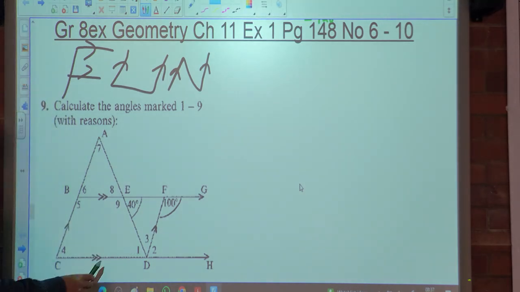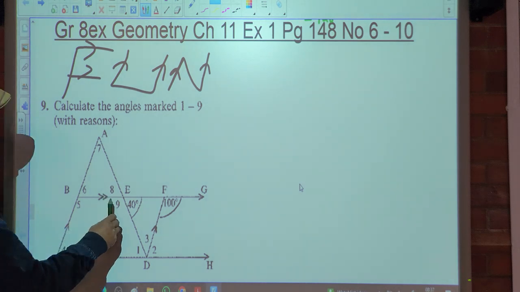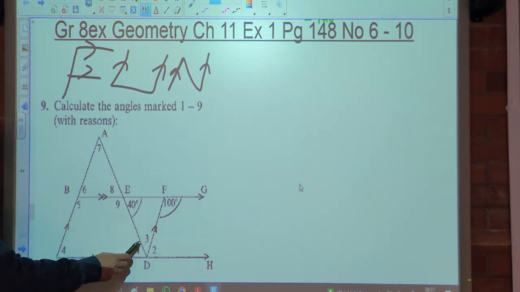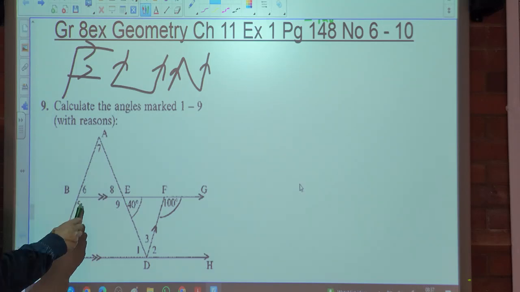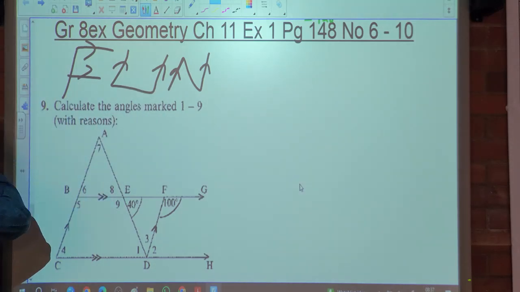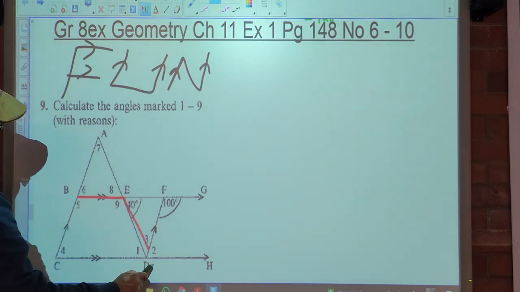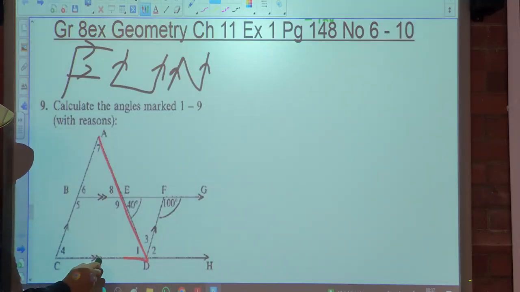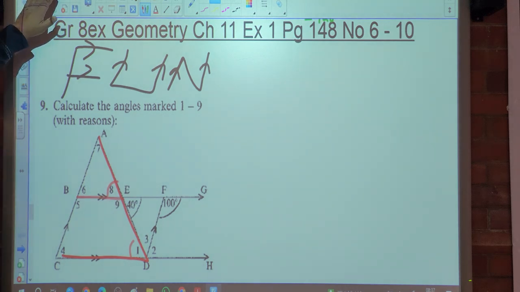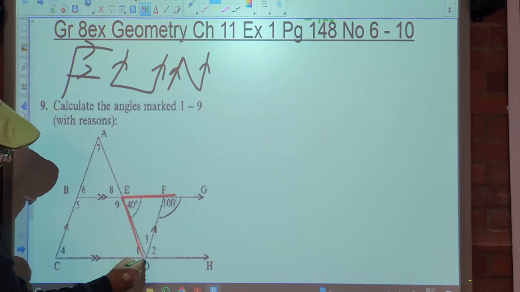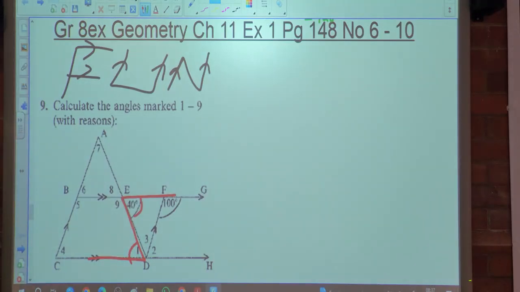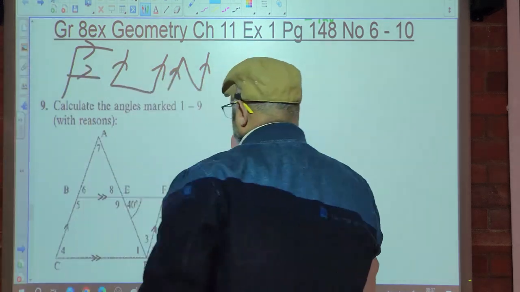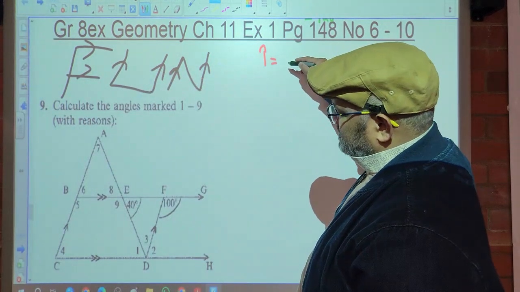I'm going to calculate angle 1. Remember it's parallel lines. There's also parallel lines. So you can use alternate, corresponding, or co-interior. That is co-interior with 1, but we don't have any. This is corresponding with 1, but I don't have it. Can you see that, people? However, I got alternate. That will work. You guys got it? So what am I saying? Angle 1 is equal to 40 degrees.